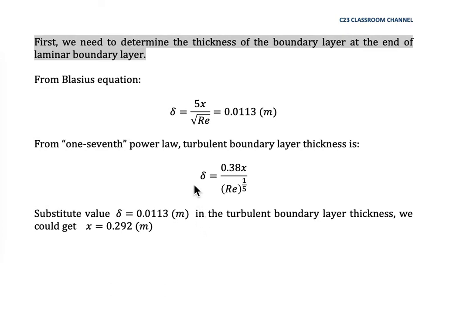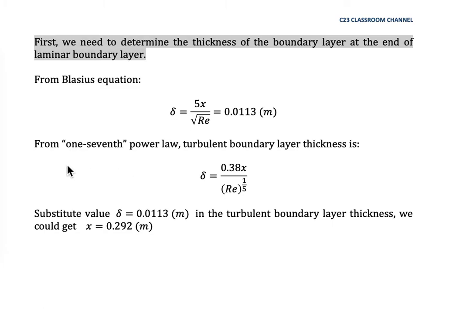So first, what we need to do is take the Blasius solution as the representative for the laminar boundary layers. From the Blasius solution, we get that delta is equal to 5x over the square root of the Reynolds number. We substitute the value and get that the boundary layer thickness is 0.0113 meters.